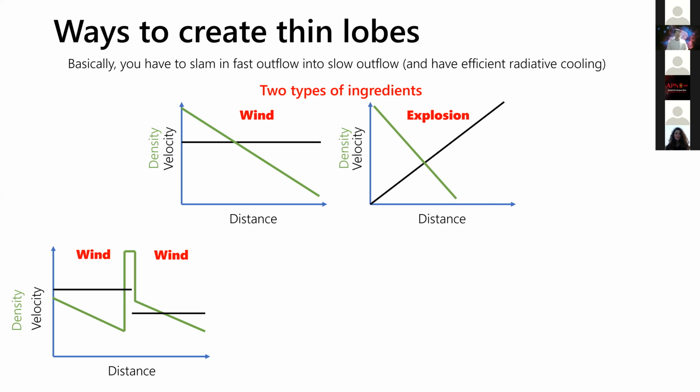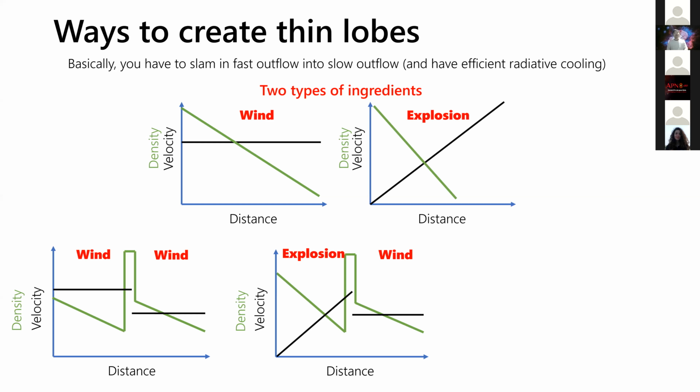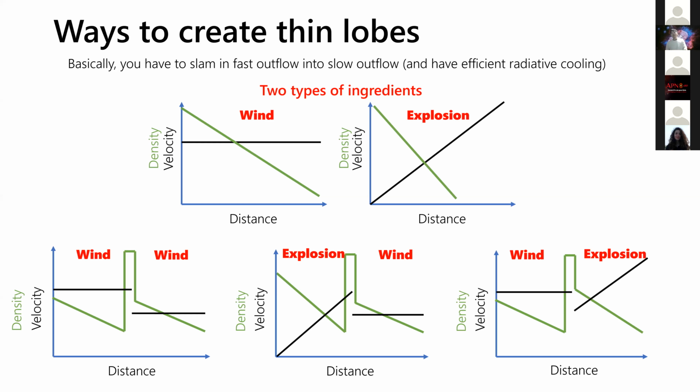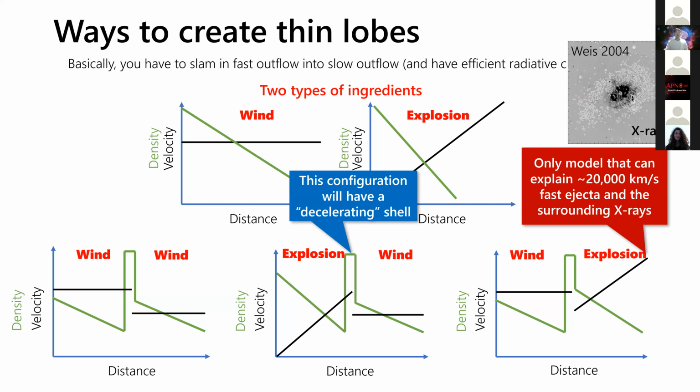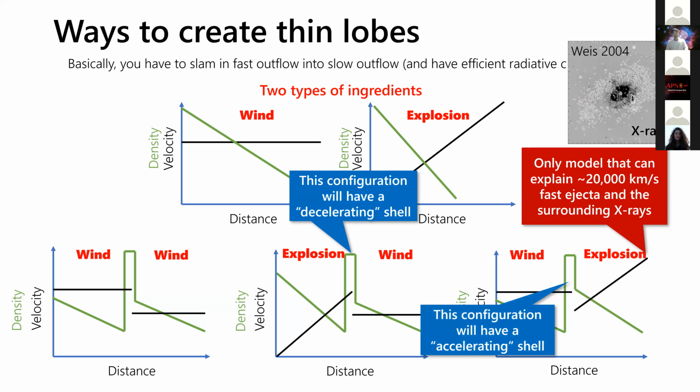You can have two different winds and have a thin shell at the interface. You can have a wind followed by an explosion. Again, you have this thin shell at the interface. Or like in our model, you can have an explosion followed by a wind. All of these models have this interface where there's a fast thing slamming into a slow thing, but the main difference is that the only model that can explain the fast ejecta in the outer parts is this explosion followed by a wind. Also, other models predict a decelerating shell, whereas our model predicts an accelerating shell for the homunculus.